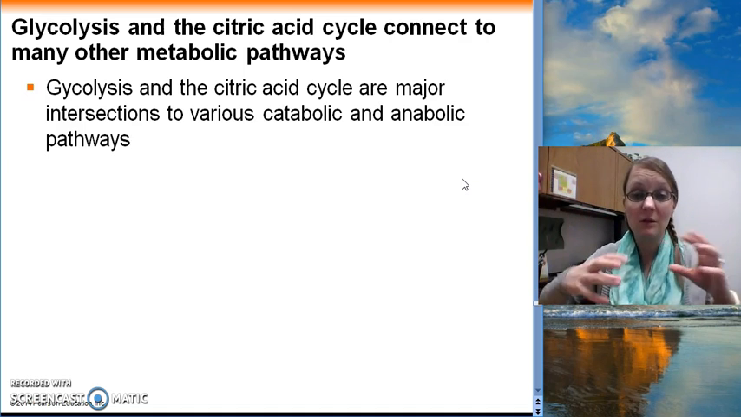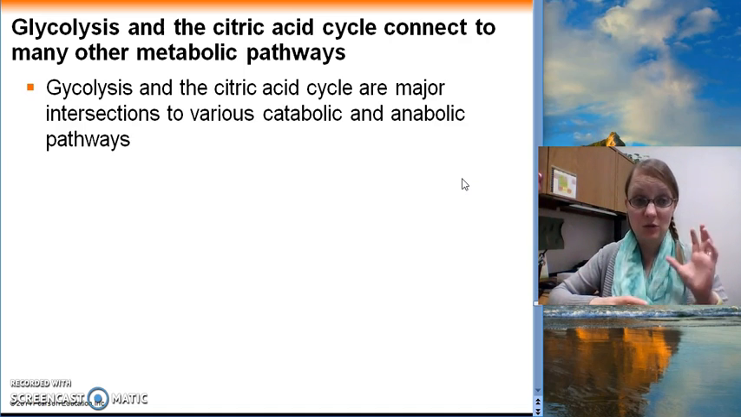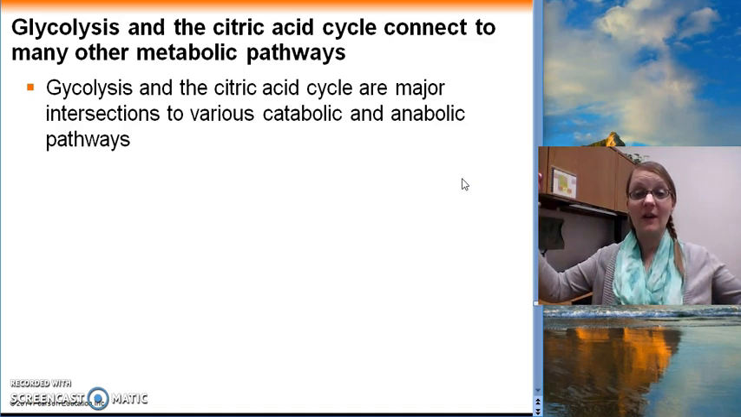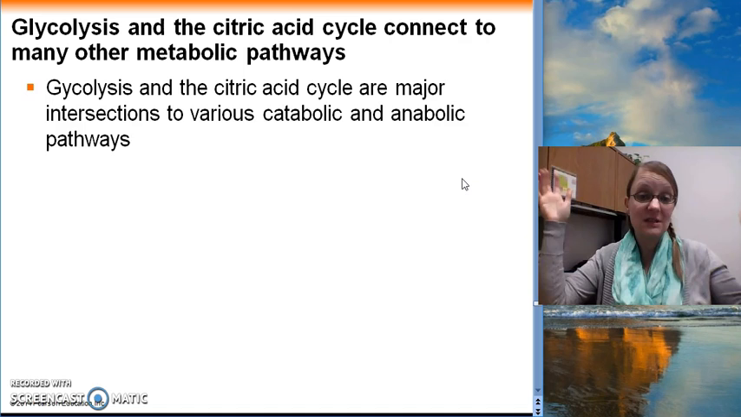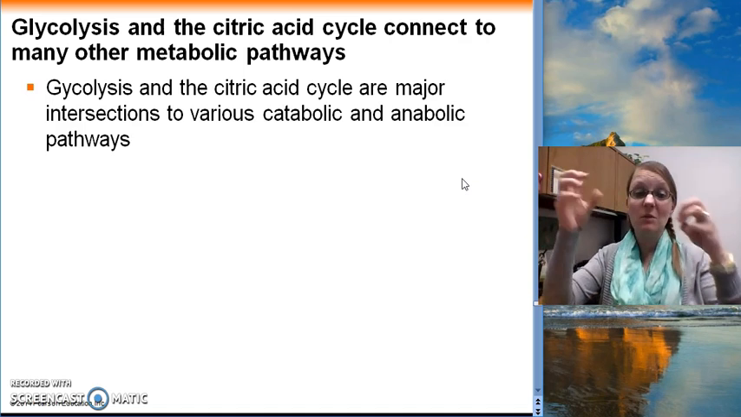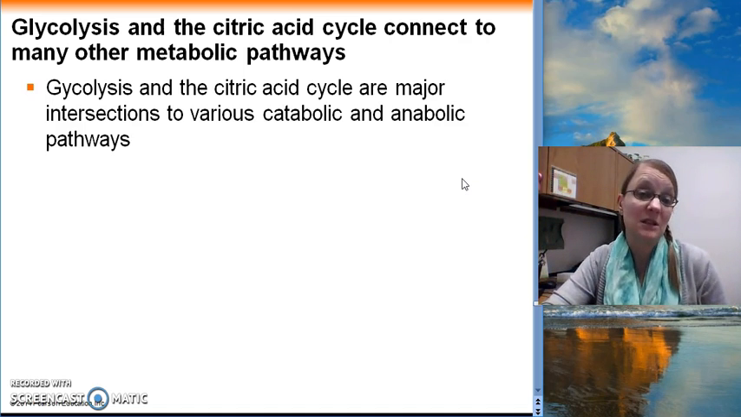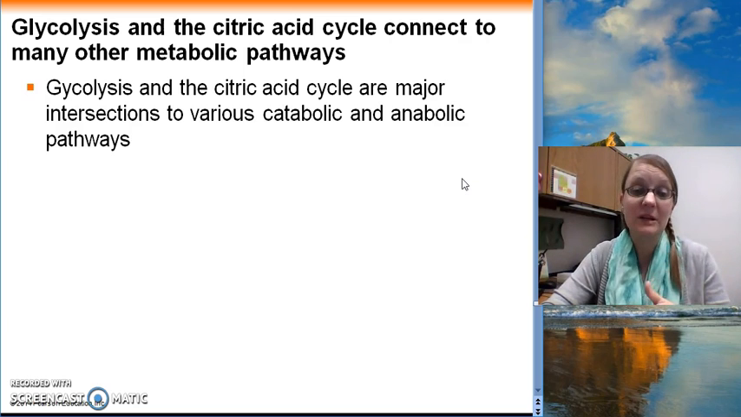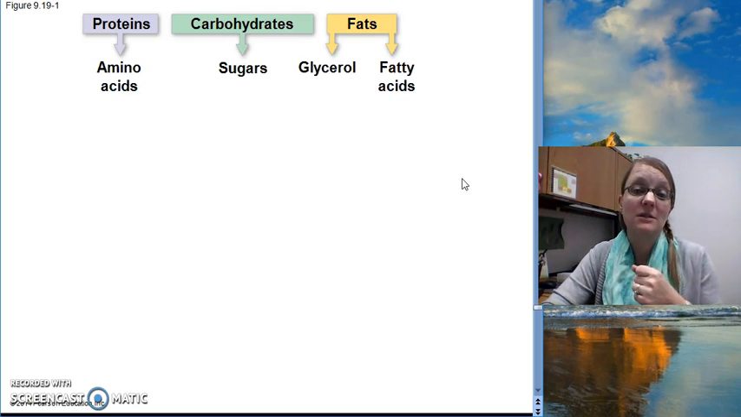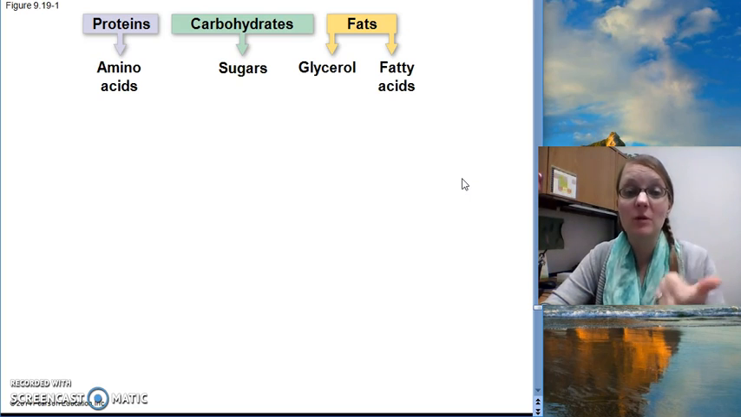We can feed molecules in to glycolysis and the citric acid cycle at various parts, and we can also funnel molecules out. If the cell has plenty of ATP, maybe we want to use some of those molecules as building material instead of letting them complete the process and go on to form ATP. So let's take a look at where proteins, other carbohydrates, and fats can actually feed into cellular respiration.